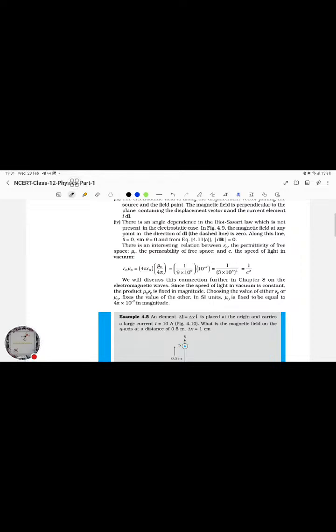There is an interesting relation between epsilon naught, the permittivity of free space, and mu naught, the permeability of free space. When I multiply these two, mu naught times epsilon naught, I can write it as 4 pi epsilon naught times mu naught by 4 pi, and we knew that the value of 4 pi epsilon naught is 9 into 10 power 9, and this one's value is 10 power minus 7. Sorry, it's 1 by 10 power 9.